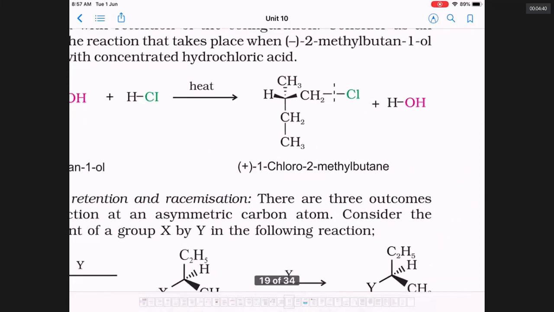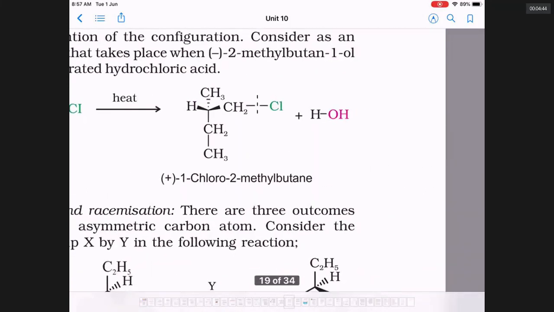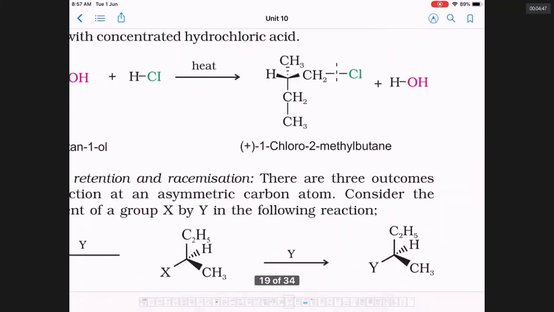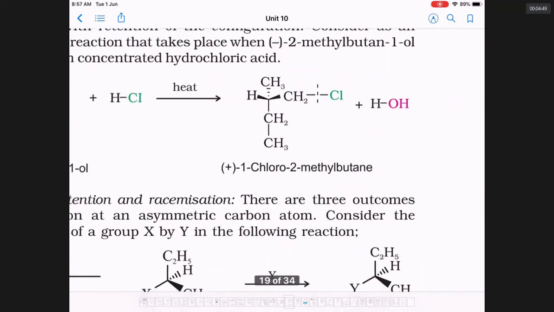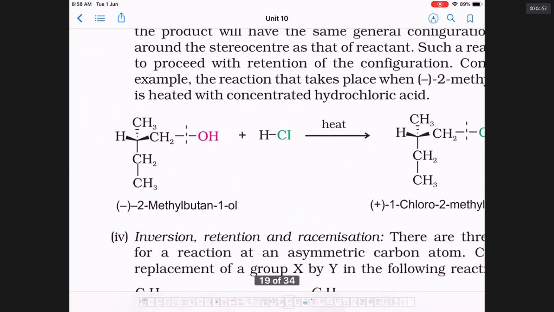Of course, the starting material has OH. Now the product has Cl instead of OH. But both have the same configuration. Have you noticed it, sir? Notice, both have the same configuration, but one is an alcohol, one is an alkyl halide.